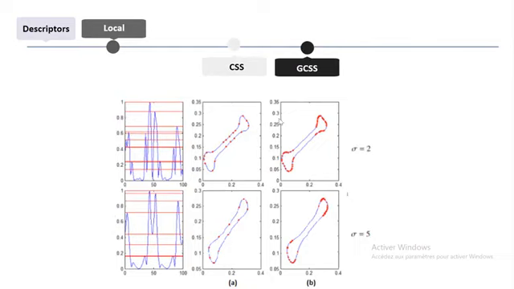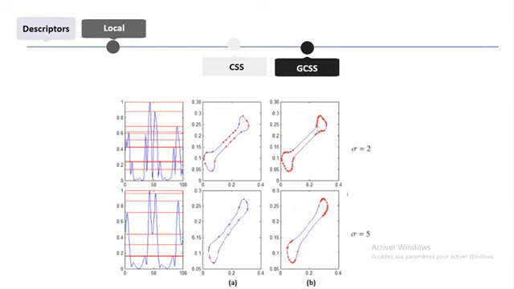Here I am mentioning a visual difference between the CSS and GCSS descriptors. CSS only considers one value of the maxima here. That is why we have fewer points. This one has more points because it considers the neighbors of that interest point with the maxima. So we have a richer representation.